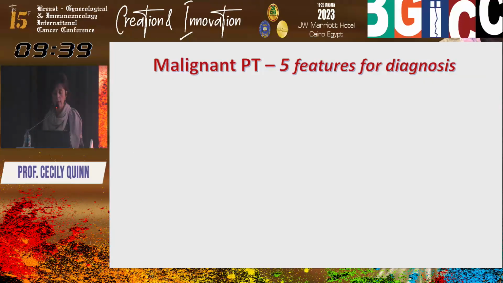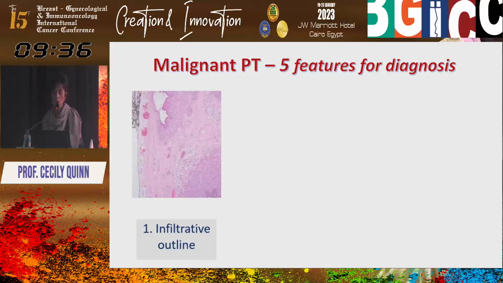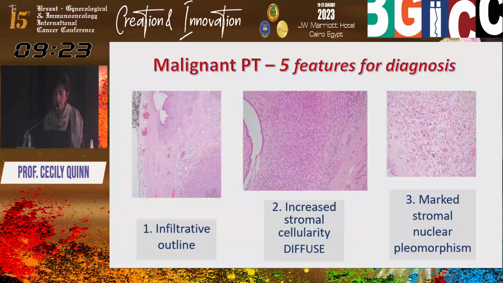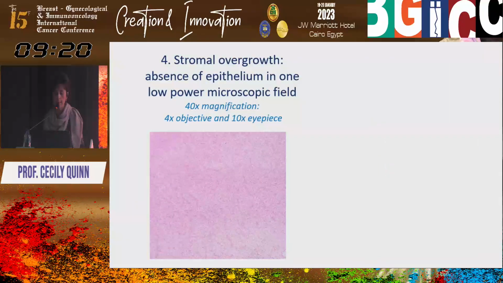So then just briefly, malignant phyllodes tumor. WHO requires 5 features for diagnosis. Infiltrative outline, increased stromal cellularity that is diffuse, unlike the benign variants where it's variable. It should be diffuse. Marked stromal nuclear pleomorphism, stromal overgrowth, which is the absence of epithelium in one low power field. We often hear this term used in phyllodes tumor, but in fact, according to WHO, you really shouldn't see stromal overgrowth in a benign phyllodes. It's a feature really of malignant and sometimes borderline.